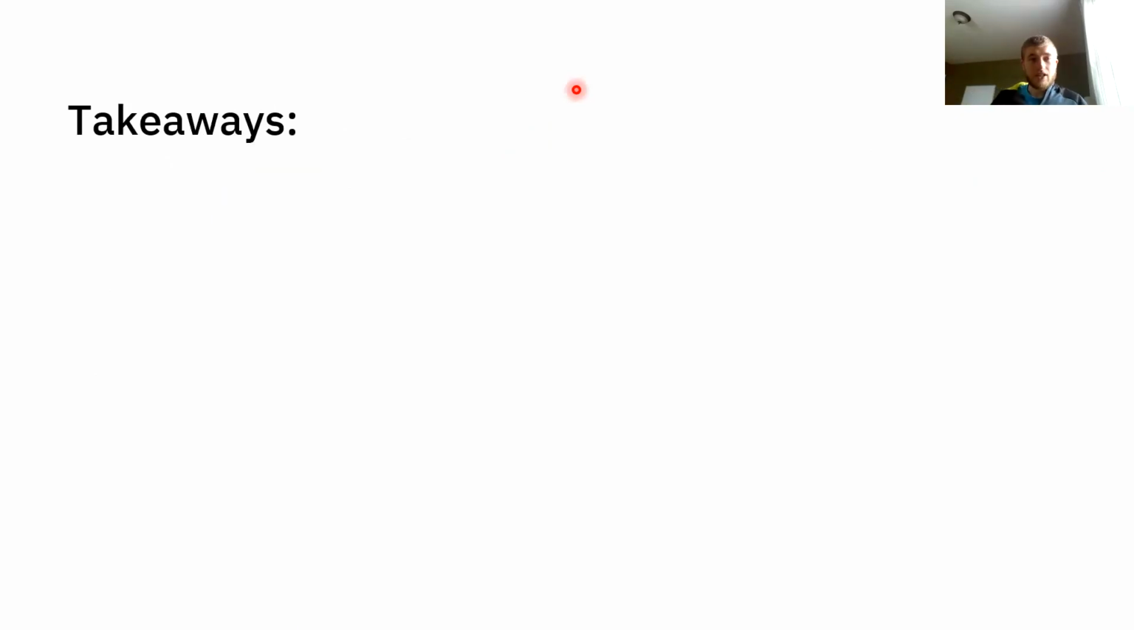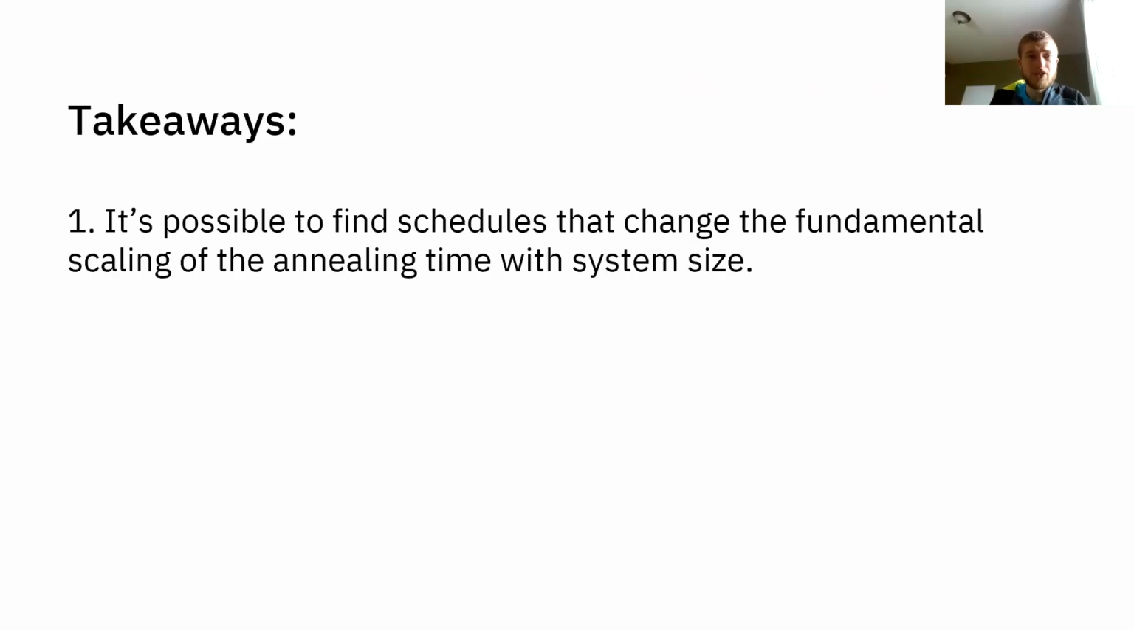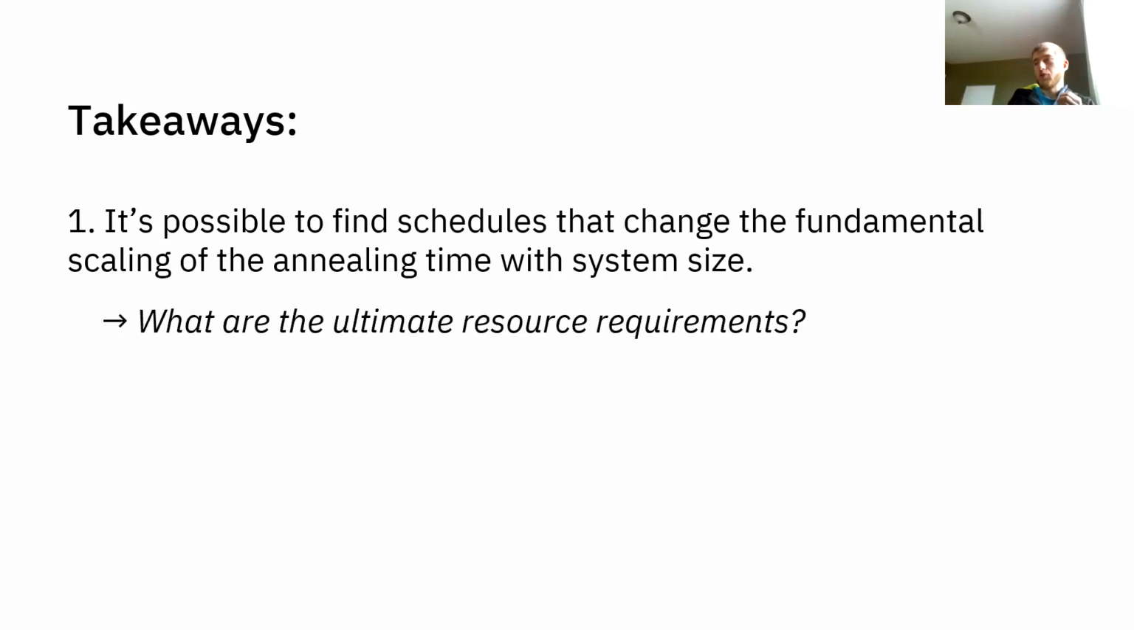So just for me to finish off here, I want to share some of the questions that are still here for us. One of the takeaways, of course, is that we saw that we can get a scaling of the annealing time that's polynomial, and we changed the fundamental scaling for, say, the linear interpolation case from exponential time to polynomial time, quadratic time in particular. One thing, though, that I didn't cover here, and we only were able to look at a little bit, are the ultimate resource requirements.